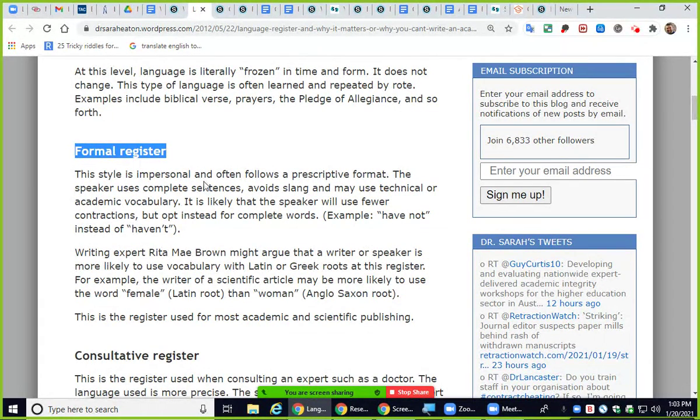The style is impersonal and often follows a prescriptive format, right? Think of a prescription. You're supposed to do things a certain way. The speaker uses complete sentences, right? That's a big deal. I always tell you, don't just tell me yes, use a full sentence. Avoid slang and may use technical or academic vocabulary. It's likely that the speaker will use fewer contractions. And a lot of times, yeah, that's recommended, is to have the complete word. Put have not instead of haven't. Also, same with numbers. In formal writing, you shouldn't put the number 3. You should spell out three. But I'm really not that picky.